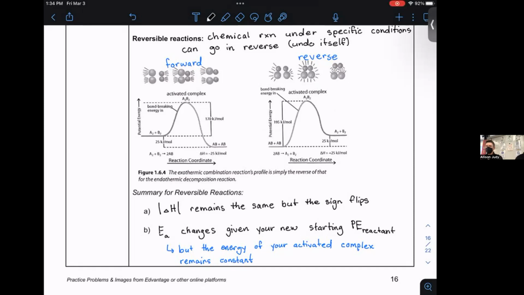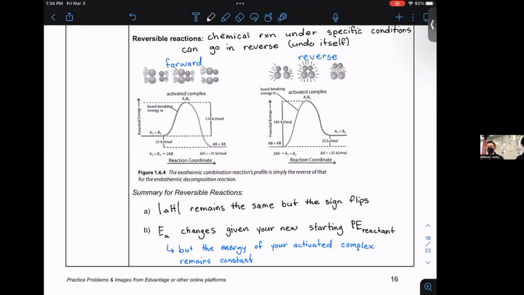So for a reaction to be reversible, what must be true? The energy of the activated complex must remain... I don't know if it must, well, I don't know. I don't think that's the defining characteristic of what makes a reaction reversible or not. But if a reaction is reversible, the activated complex will have the same potential energy going both directions.